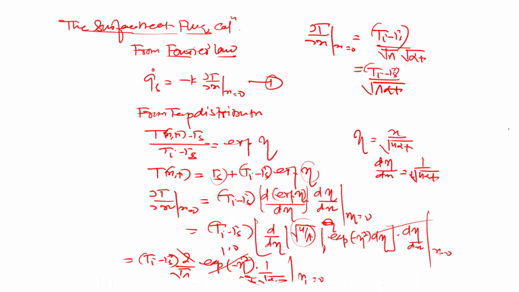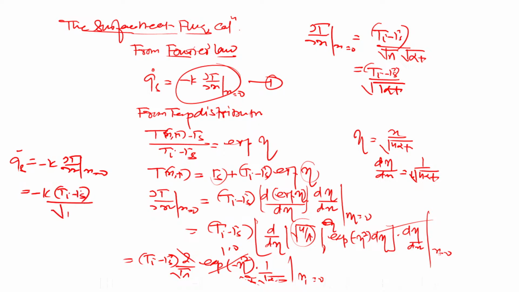And from Fourier's law, if you want to find out the surface heat flux, then Qs dot equals minus k into del T upon del X at x equal to 0. So please put here minus k into del T upon del X, which is Ti minus Ts upon under root pi alpha t. And if you remove the minus sign, then Ts minus Ti into k upon under root pi alpha t.